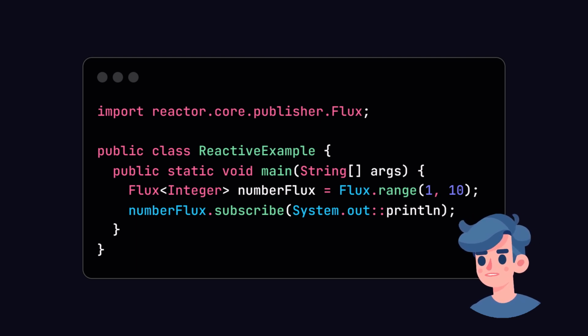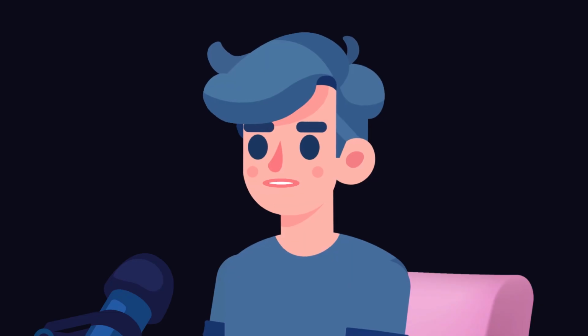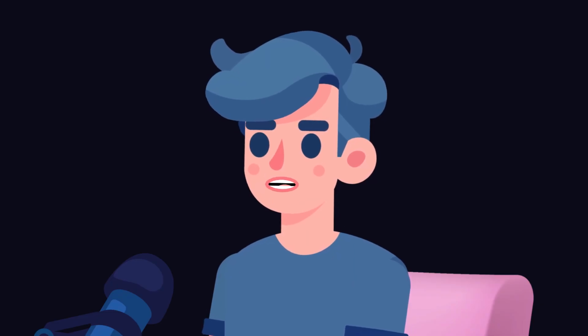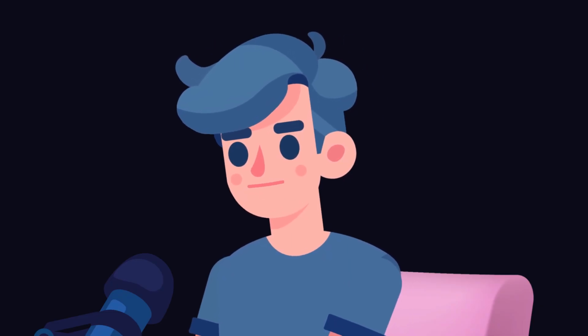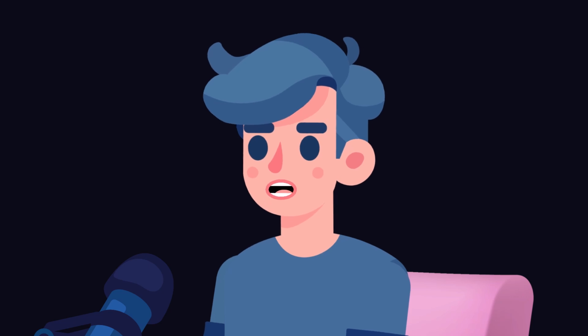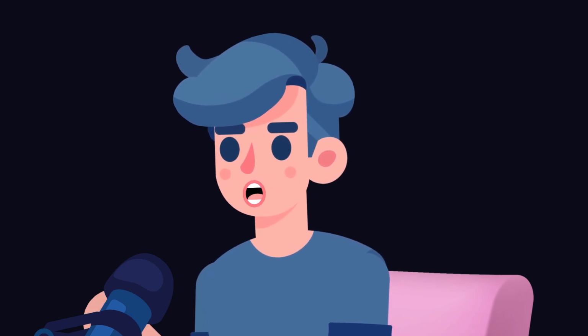We will create a simple reactive stream that generates a sequence of numbers. This code creates a Flux that emits numbers from 1 to 10. Nothing fancy yet. But what if we want to see what happens internally when we emit these values? This is where debugging comes in.